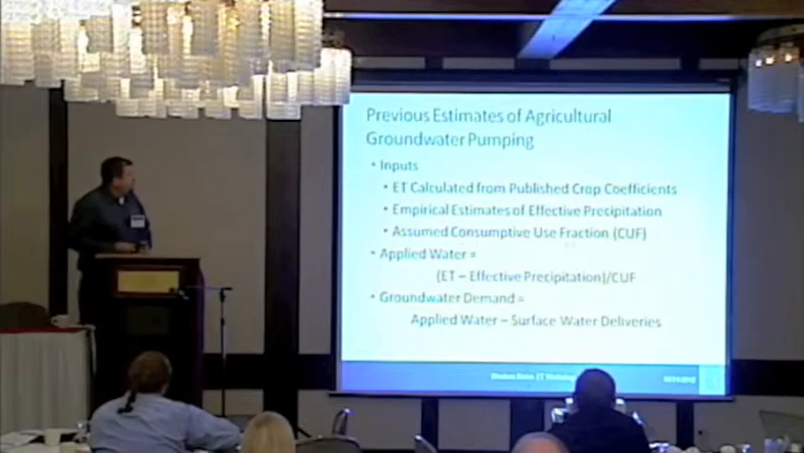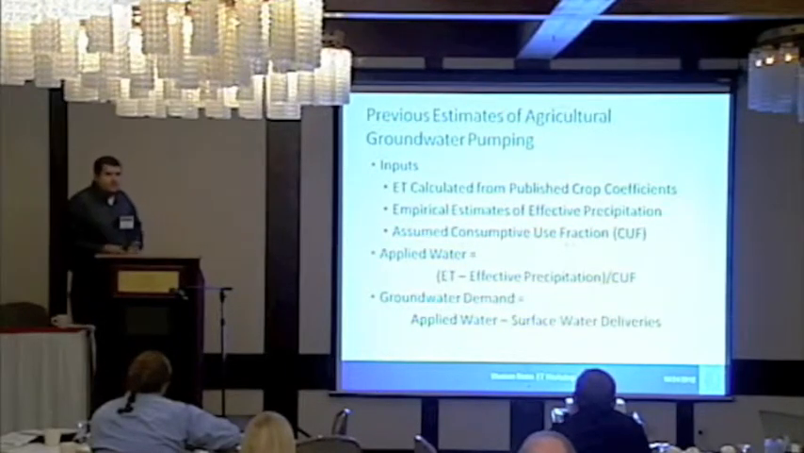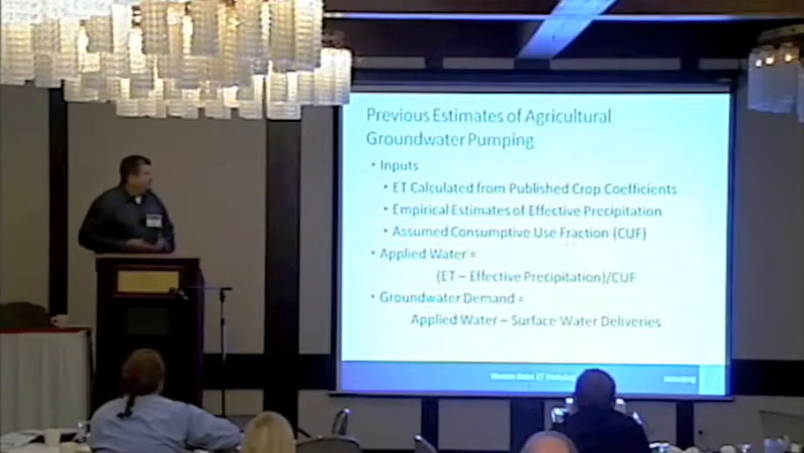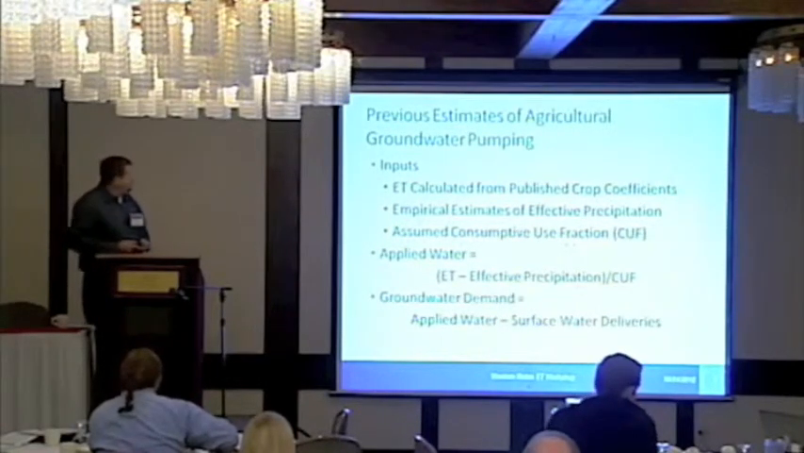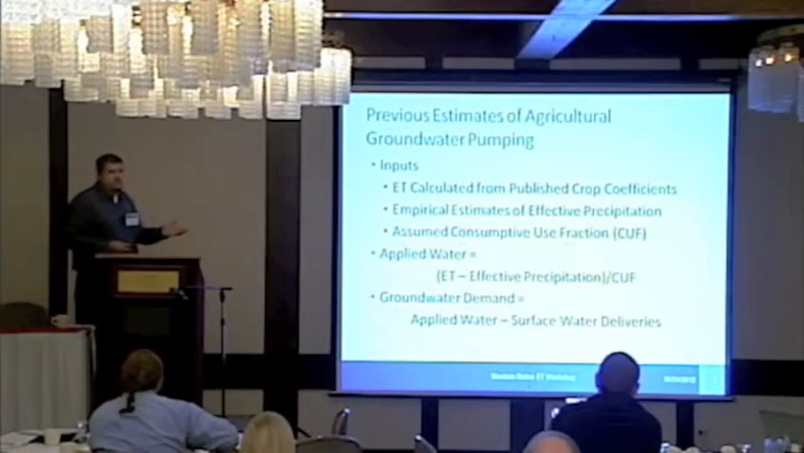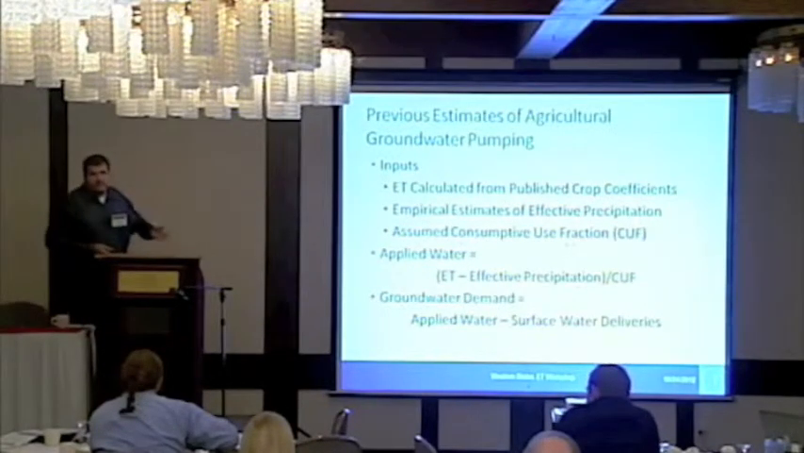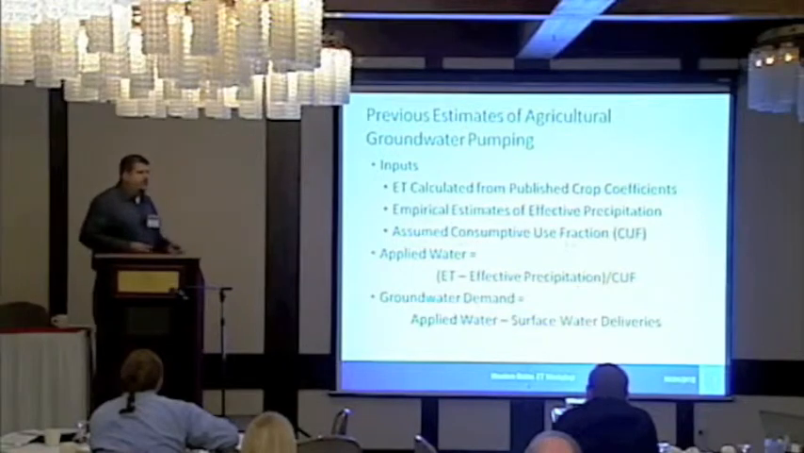Previous estimates of agricultural groundwater pumping have been based on ET calculated from published crop coefficients, empirical estimates of effective precipitation using the NRCS National Engineering Handbook methodology, and an assumed consumptive use fraction, often referred to as irrigation efficiency, which is the ratio of the ET derived from applied water to the applied water amount.